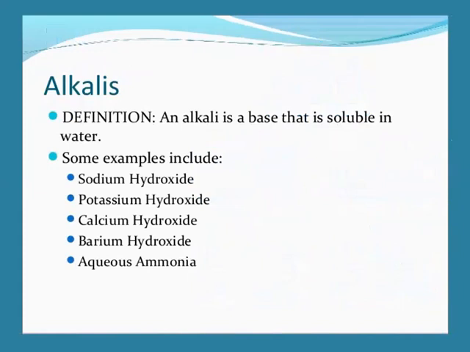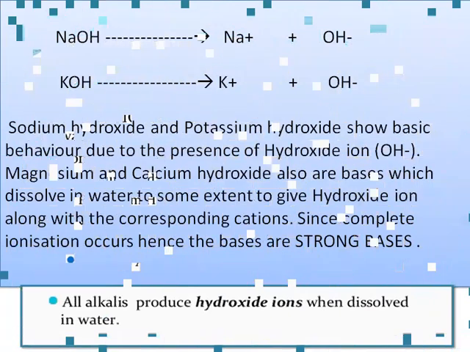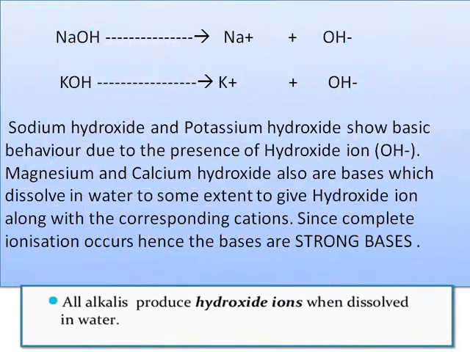Alkalis. An alkali is a base that is soluble in water. A few examples are sodium hydroxide, potassium hydroxide, calcium hydroxide, barium hydroxide, and aqueous ammonia. When we consider these alkalis, sodium hydroxide in water dissociates into sodium ion and hydroxide ion. OH ion is the hydroxide or hydroxyl ion. Potassium hydroxide in water dissociates into potassium ion and hydroxide ion. These two hydroxides show basic behavior due to the presence of hydroxide ions only.